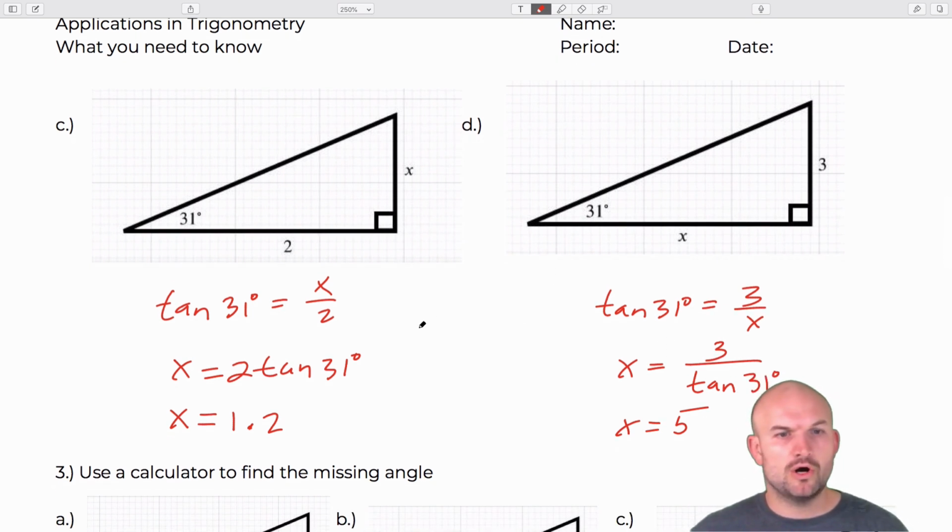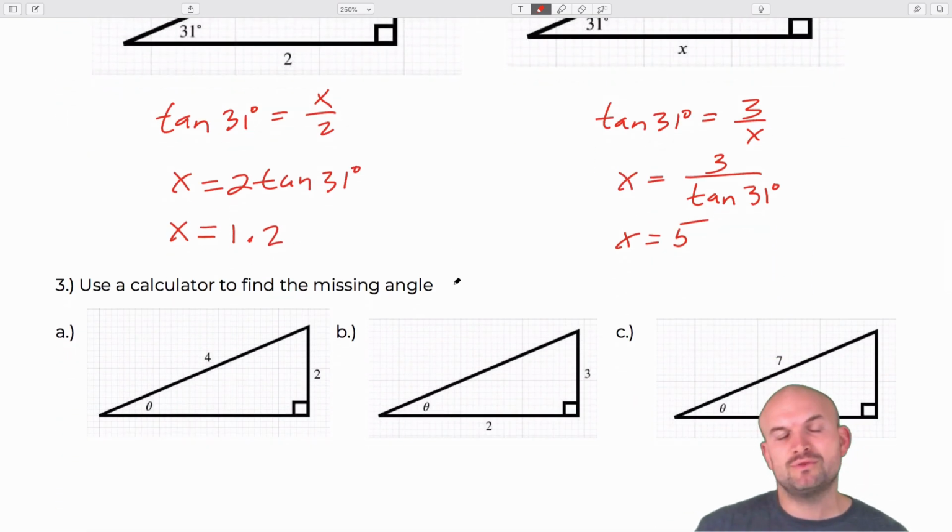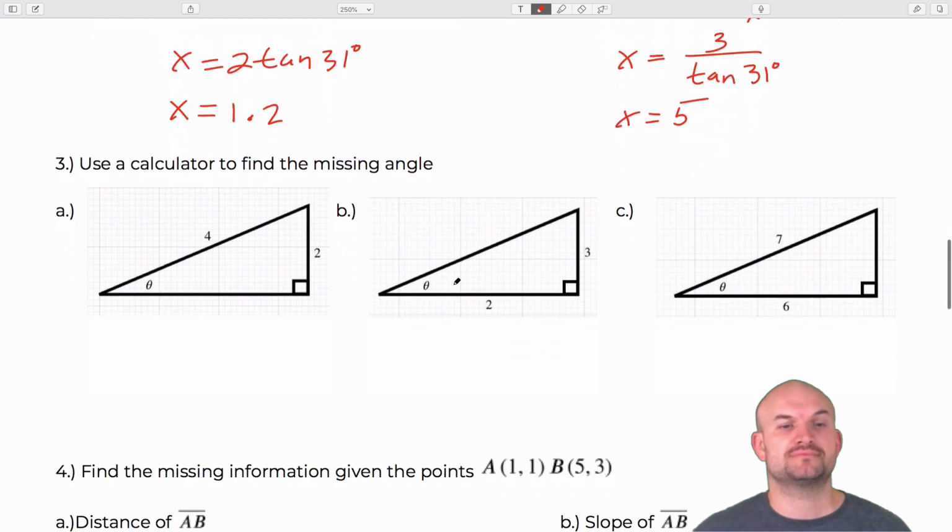Okay, so that's how we use our trigonometric functions to find a missing side of a triangle. But we have to remember, if we're looking for the missing angle, we need to use our inverse trigonometric functions.